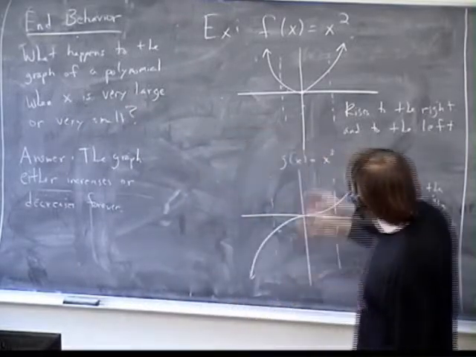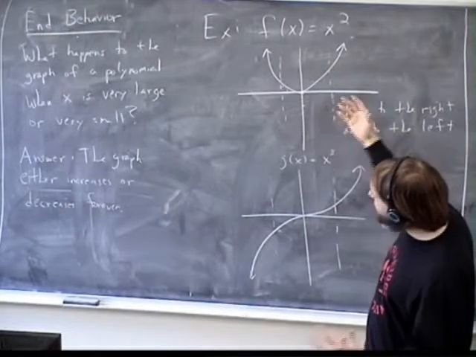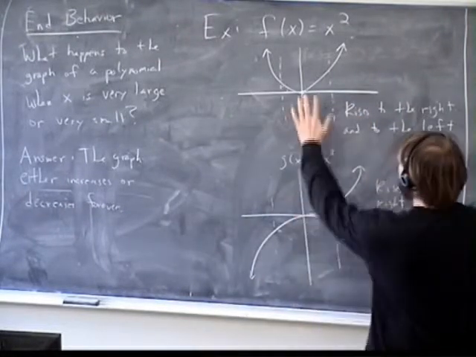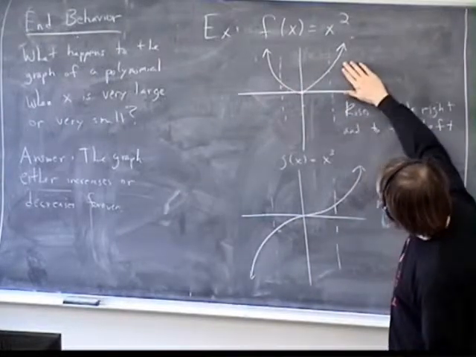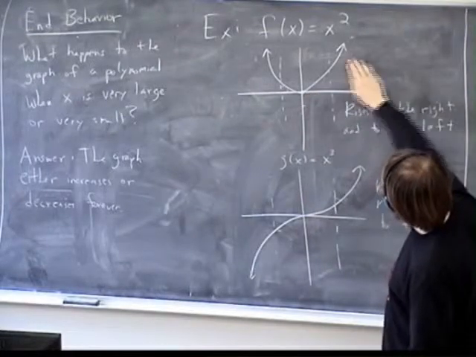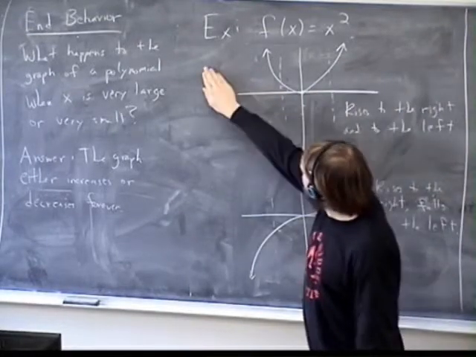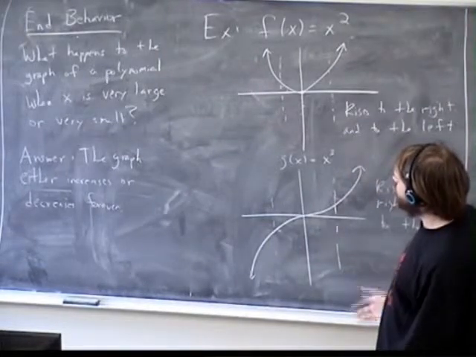In other words, if we look at a graph of a function, the concept of end behavior says, let's not look at the middle here. Let's only look at what's happening far away from the origin. So far to the right or far to the left. What's the function doing in that region?